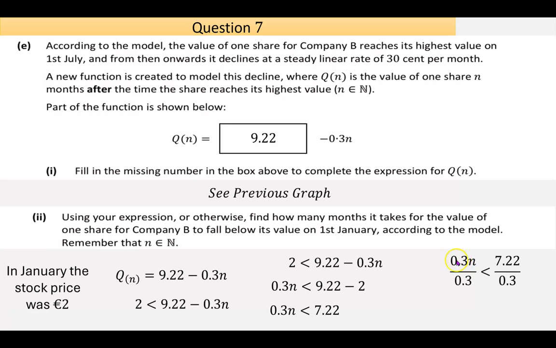And if you ever want to get rid of something in front of a variable like an x or an n, divide by the number. They will cancel to give 1. If I do it to one side, I have to do the same thing to the other side. I end up with a value of n greater than 24.06 months. Now they say in the question that it's a natural number, so it's a positive whole number. So once you've gone past 24 at all, it jumps to the next month, and that's 25 months. So I think that's the end of question 7.